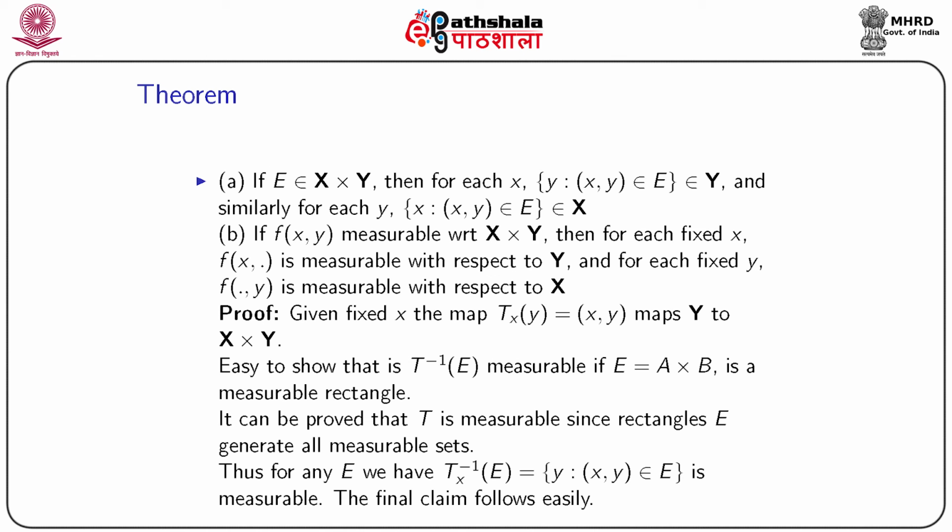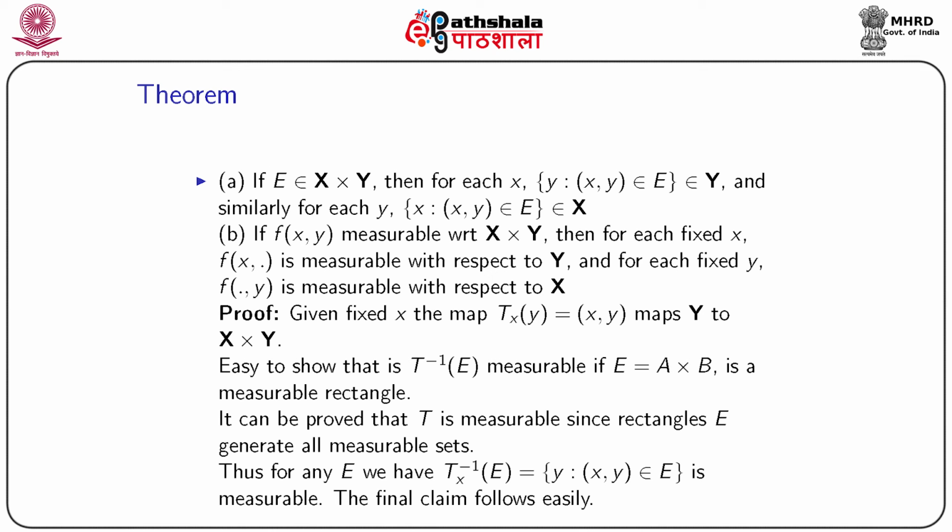Now we have one theorem: if E belongs to script X cross script Y, that is, if E is a set in this product space, then for each fixed x, the collection of y such that (x, y) belongs to E belongs to script Y, and similarly for each y, the collection of x such that (x, y) belongs to E belongs to script X. Secondly, if f(x, y) is a measurable function with respect to X cross Y, then for each fixed x, f(x, ·) is measurable with respect to Y, and for each fixed y, f(·, y) is measurable with respect to X. So this is the theorem we have, and I am giving a sketch of the proof.